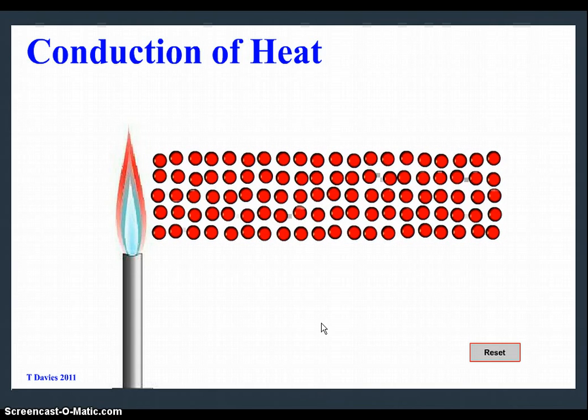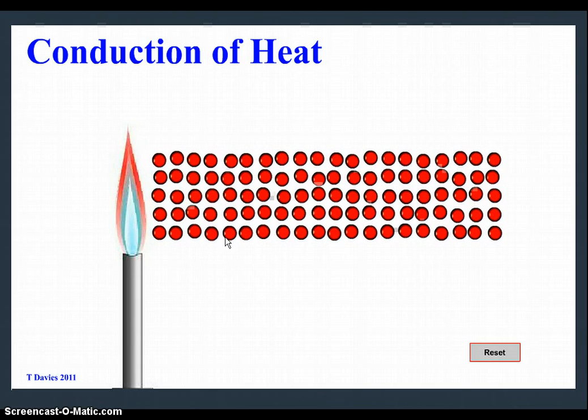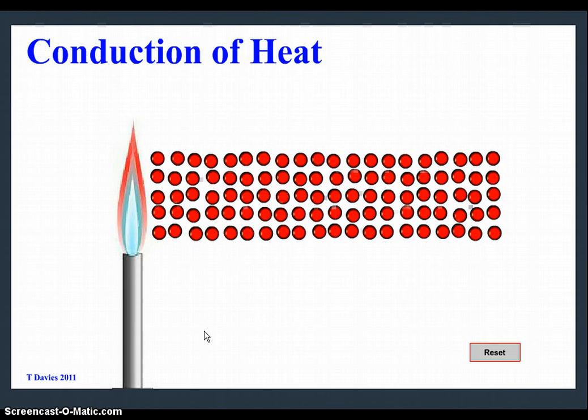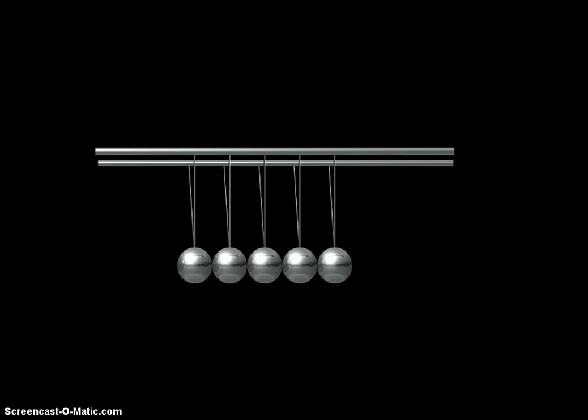Let's look at a closer view of molecules next to each other and how they are transferring their energy by collision. This is an animation of Newton's cradle. Newton's cradle is an apparatus, or kind of a toy, that has a series of balls suspended from two lines, so they're sort of cradled in the middle. When we pull one up, this ball now has a lot of potential energy.